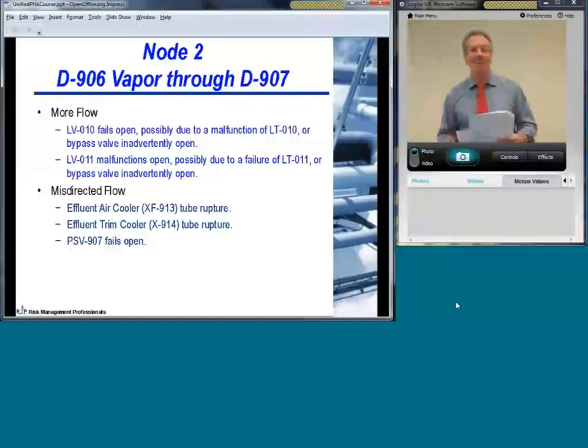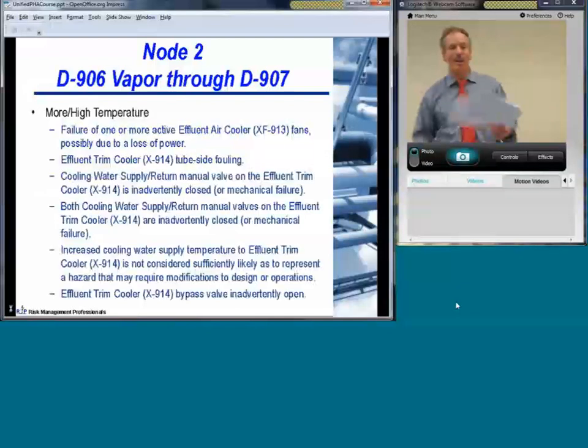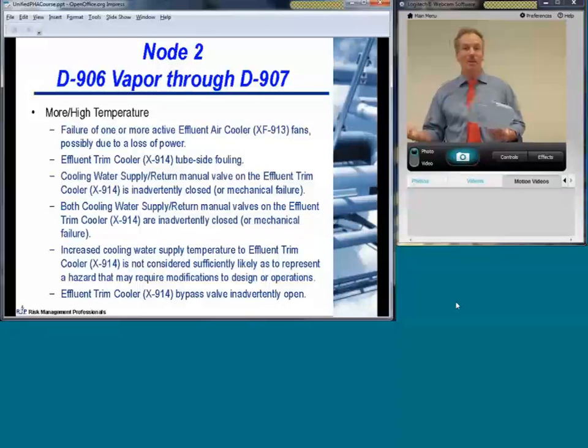And you also want to look in this case about the bypass valve being opened up. So in terms of setting that up, when you're looking at the fin fan cooler, what happens if you lose one or more active fans? What about tube side fouling? If the thing gets fouled, whereas from a flow impact it wasn't going to compromise flow that much, it could have a real significant impact with respect to possibly causing a high temperature excursion in downstream equipment.